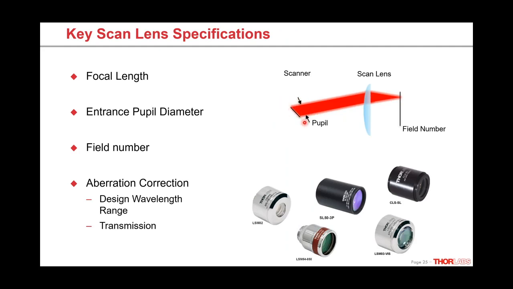If the scanner is larger, one is wasting some of the clear aperture size of the scanner. And if it's smaller, then you're wasting the capability of the scan lens to accept a certain width laser. The third key element is the field number, or the area on the intermediate image plane that the scan lens can focus to a diffraction limited spot. Finally, your scan lens is going to want to be designed for the wavelength that you're interested in for your experiments. This will be important both for the diffraction limited performance as well as the transmission efficiency.